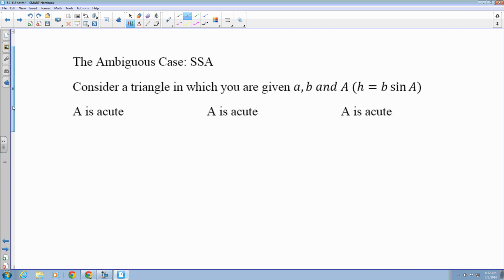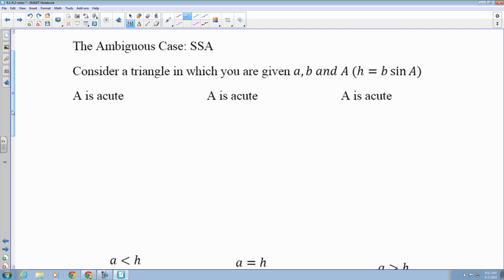Okay, so we have an ambiguous case. That's what it's called. It is side-side angle. With a side-side angle, that's when you are given two sides, let's call them a and b, and an angle A. It's one of the angles right across from one of our sides. There are 6 different situations you could have with the ambiguous case, and I'm going to illustrate all of them for you now.